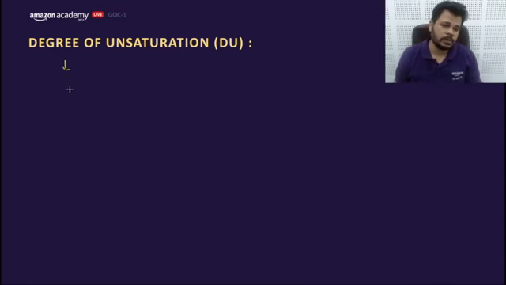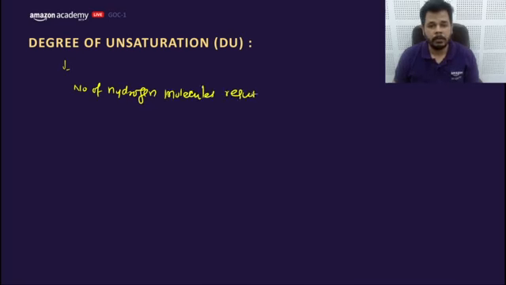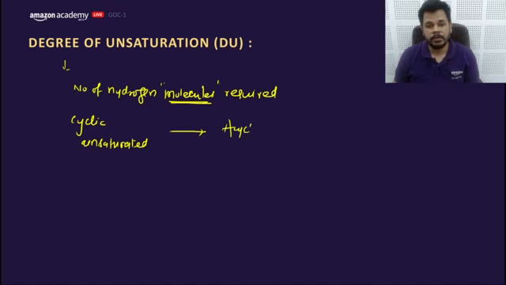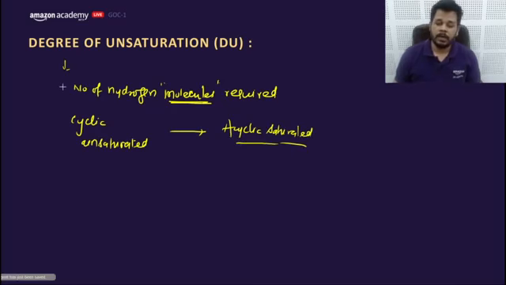Firstly, what is degree of unsaturation? Degree of unsaturation is the number of hydrogen molecules required, mark my words, number of hydrogen molecules required to convert a cyclic unsaturated compound into acyclic saturated. This is a very important topic, degree of unsaturation. Let's start with simple examples.